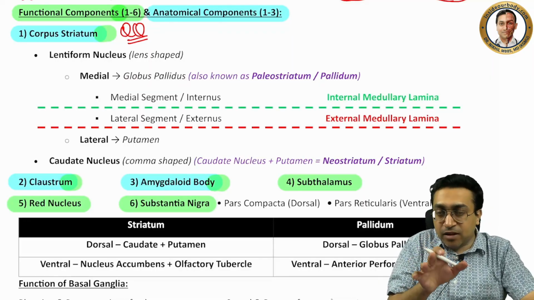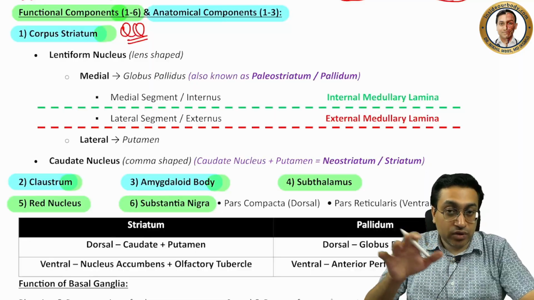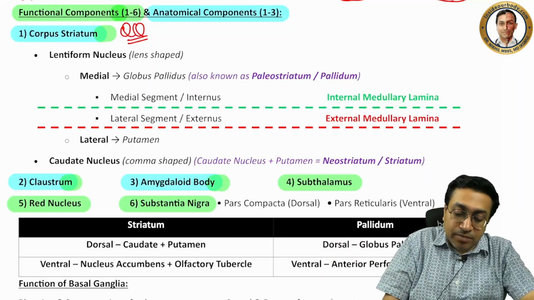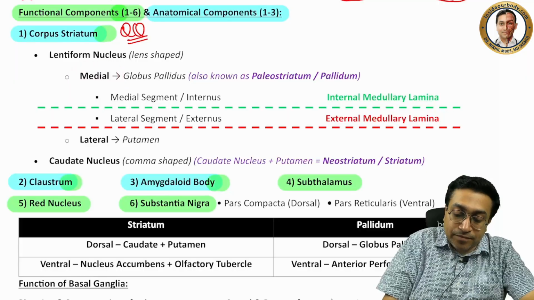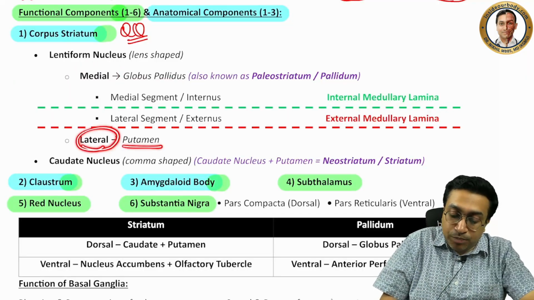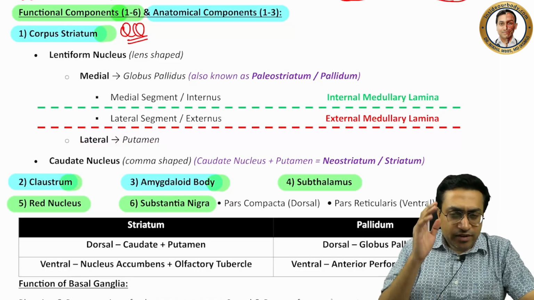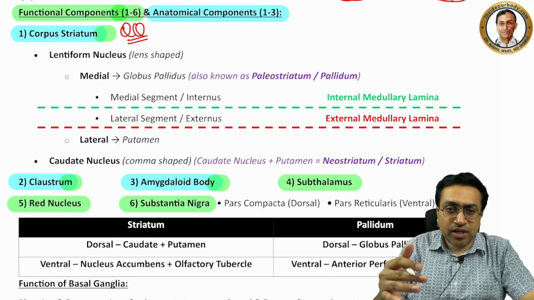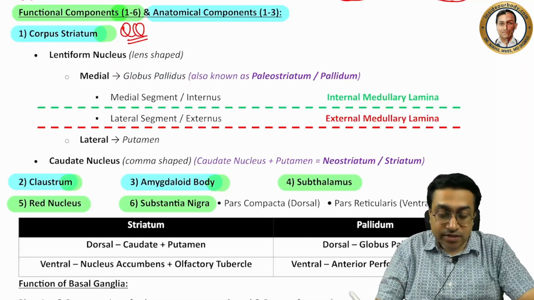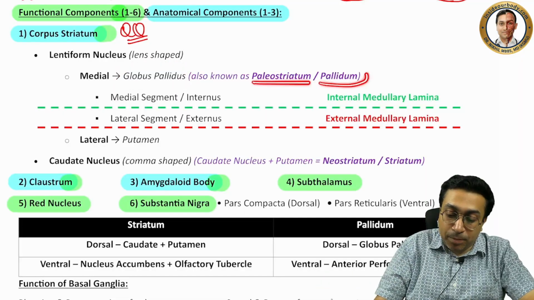Pallidus is pale looking, less gray in color. I will show you the specimen in a while, but see, medial that is Globus pallidus, lateral is Putamen. Okay, so get this orientation clear. I will show you in 3D in a while. And this Globus pallidus is also known as paleostriatum or pallidum.